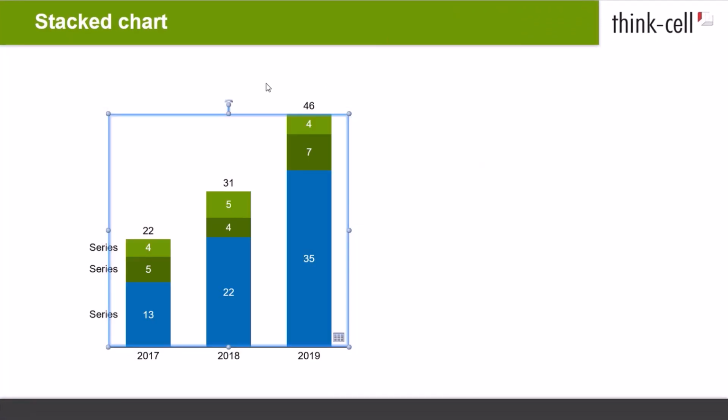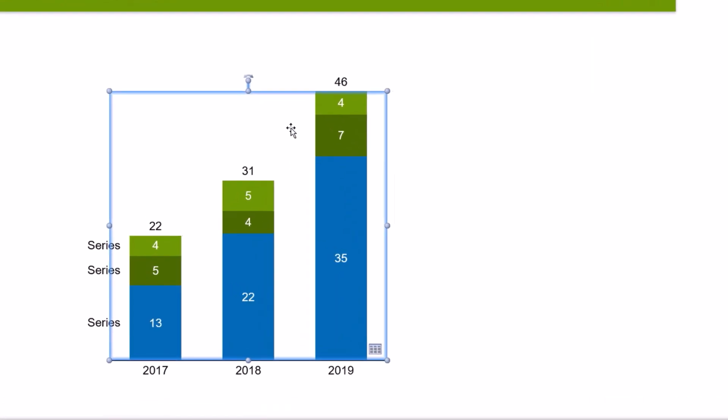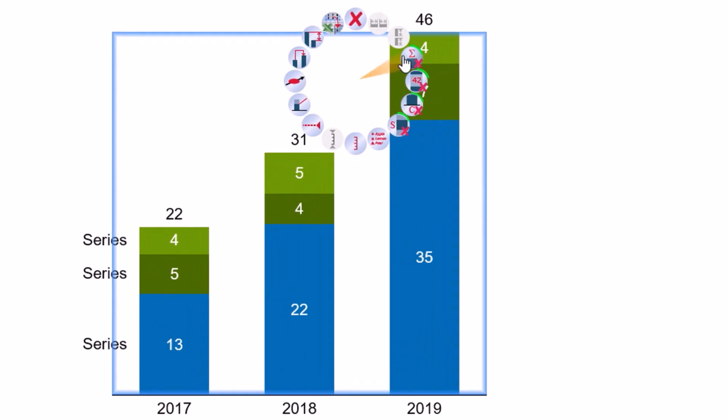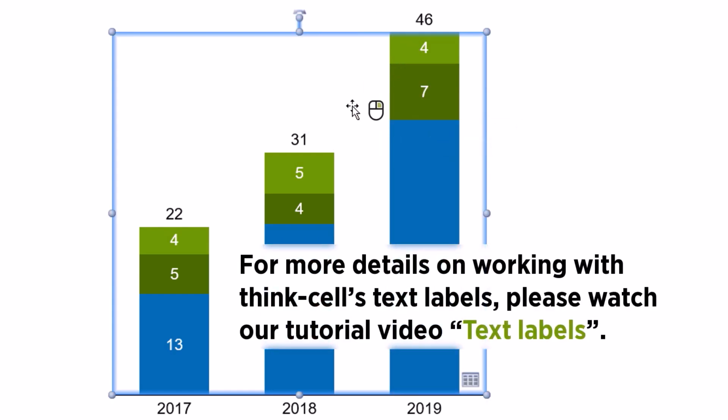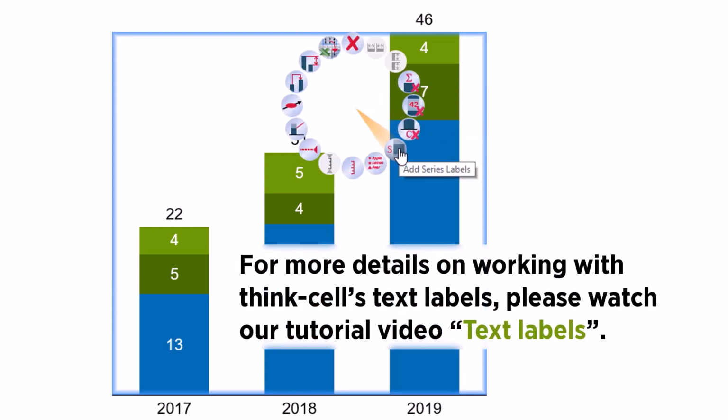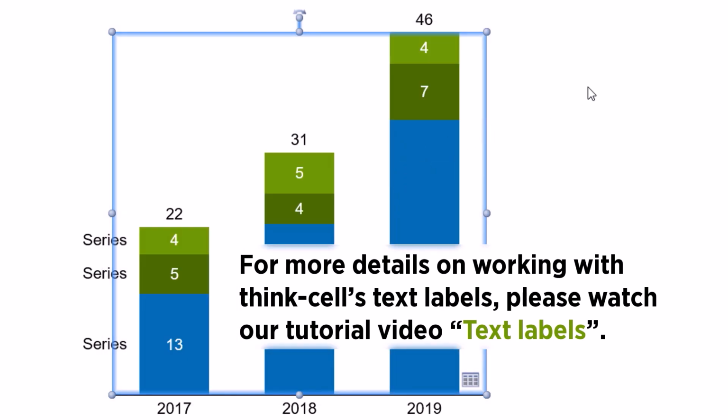By default, a newly inserted stacked chart comes with category, series, segment, and total labels. If you would like to change which label types are displayed, right-click onto the chart and choose the label options from the context menu. For more details on working with think-cell's text labels, please watch our tutorial video, Text Labels.